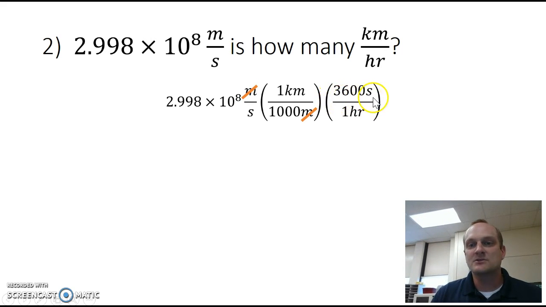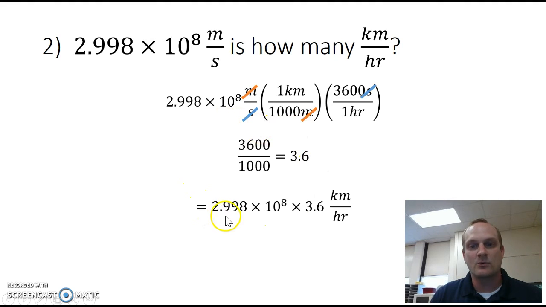I need the 3,600 seconds on top though so that it cancels with the seconds on bottom that I had to start with. Meters and meters cancel, seconds and seconds cancel, and what I've got left here is kilometers per hour. Now I can simplify this a little bit, right? I'm taking the number I had to start with, multiplying it by 3,600 and dividing it by 1,000. Well, 3,600 divided by 1,000 is really just 3.6. So really I'm taking this number I started with and multiplying it by 3.6. And that'll give me the number of kilometers per hour.